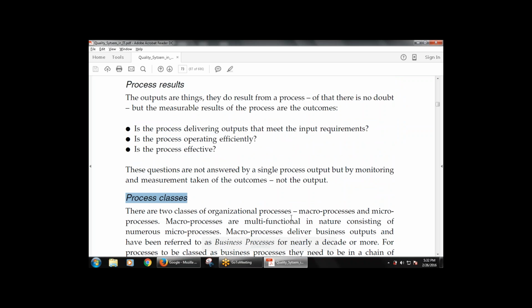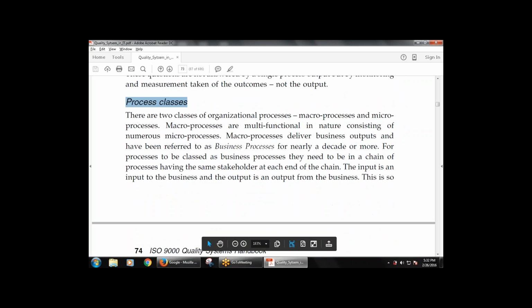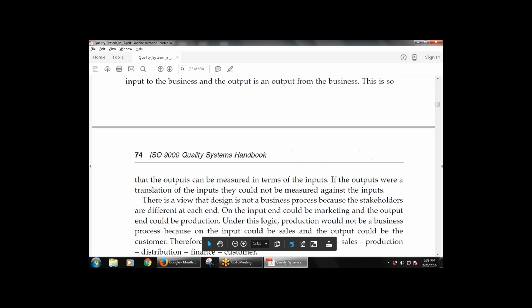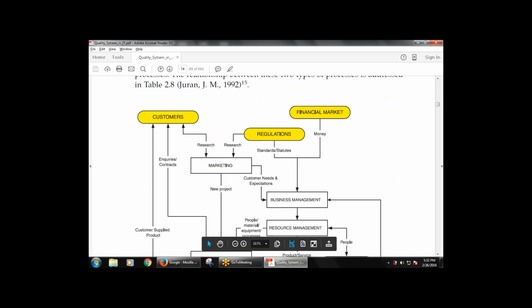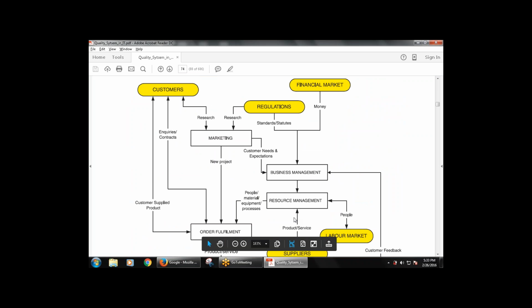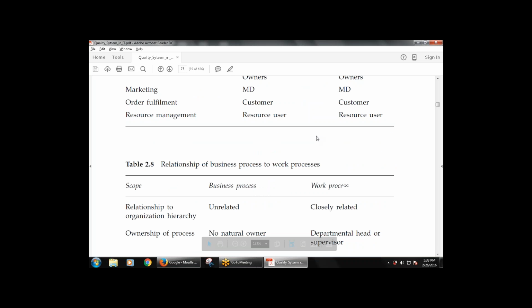Then process classes, that means there are multiple classes that may be used for the business and for the output. There are multiple parts by which we can draw the classes. These are the diagrams used for marketing and supply. So there are multiple parts of the management, and multiple parts available for the financial market.